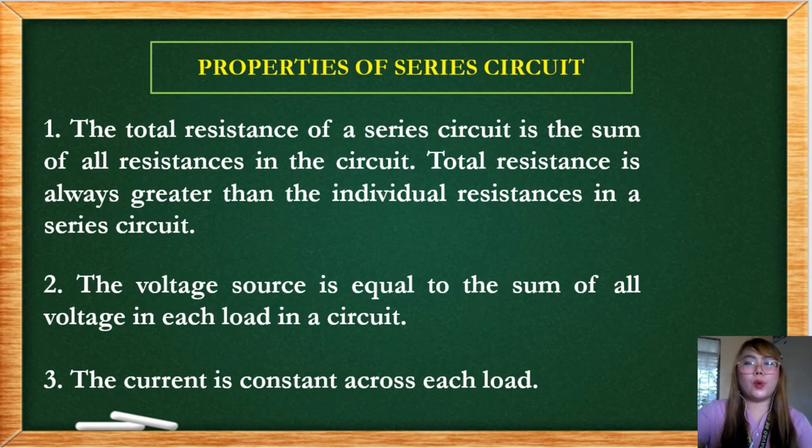What are the properties of a series circuit? First, the total resistance of a series circuit is the sum of all resistance in the circuit. Total resistance is always greater than the individual resistances in a series circuit. Second, the voltage source is equal to the sum of all voltage in each load in a circuit. And third, the current is constant across each load.